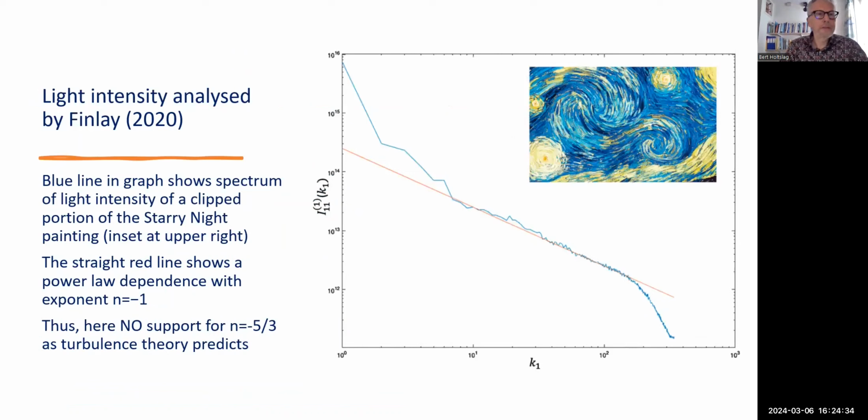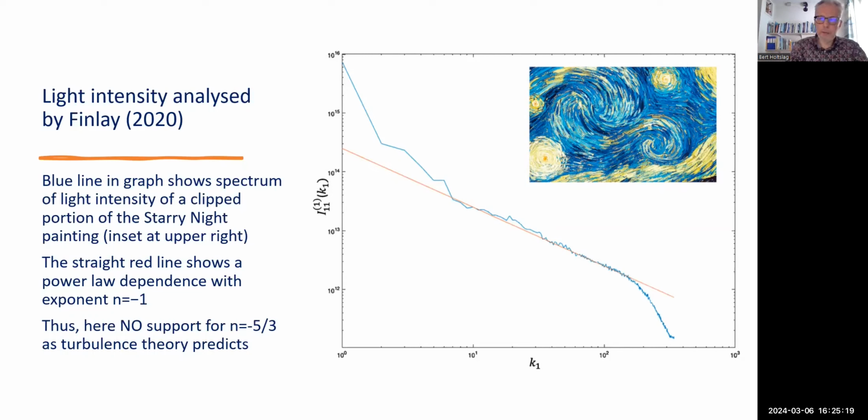Well, then Finlay in 2020 also analyzed the spectra with these RGB colors in the part of the Starry Night which has these strong motions, depicted here in the upper right corner, and came up with this blue line as a result. So the spectrum goes from the largest scales to the smaller scales, like the blue line. And actually the red line is an approximation for this inertial range. And that gives a slope of -1. So not -5/3 as you would expect if it were a fully turbulent flow.